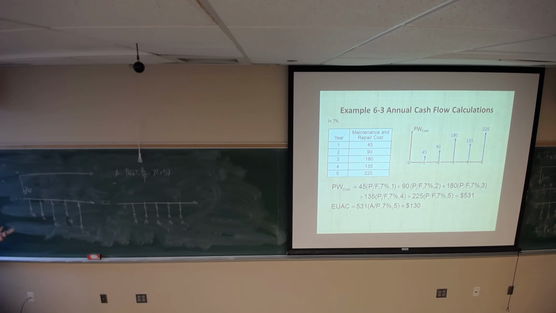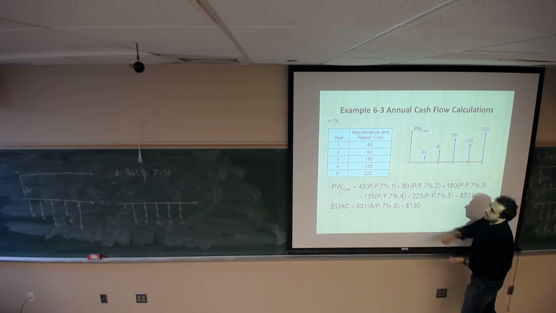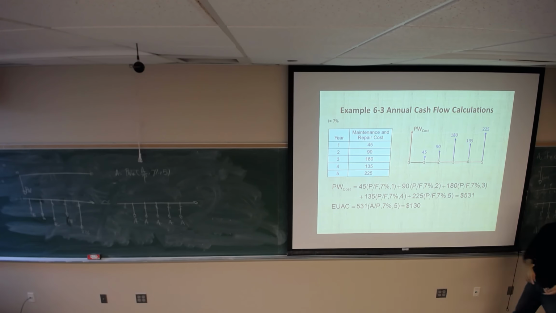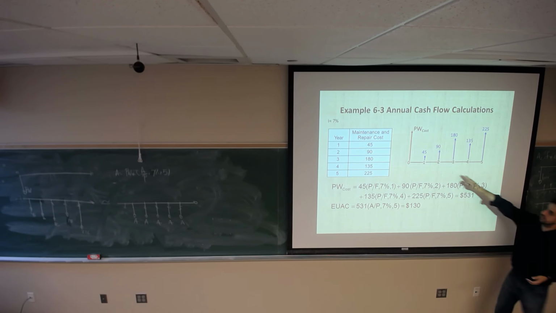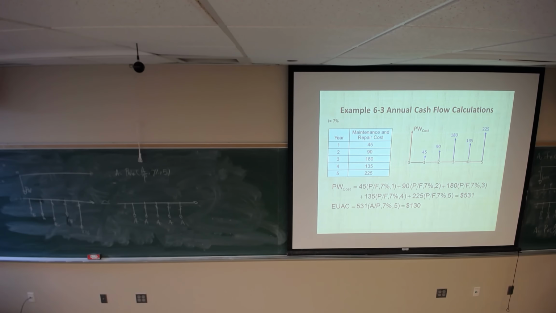How can we find present worth of each cost? It's a single payment. It has 1 year distance from present time. So use P over F, 7%, 1 year. This one has 2 years. This one has 3. The 135 is 4, and the last one is 5 years. The present worth is 531.